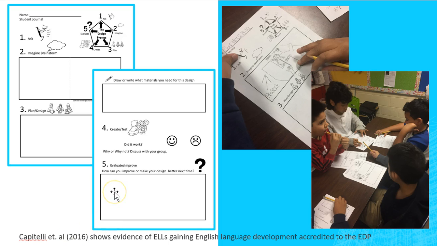Capitelli's research in 2016 says that ELLs gain English language development attributed to the engineering design process. So here's a picture of what the engineering design process looks like, the organizational tool the students used in this specific research. And it goes step by step: ask, imagine, plan, create, and evaluate.